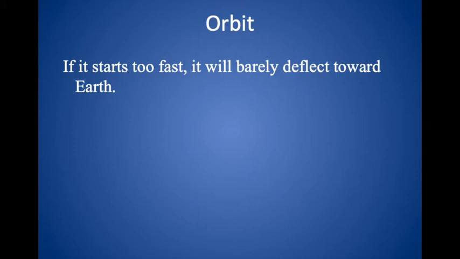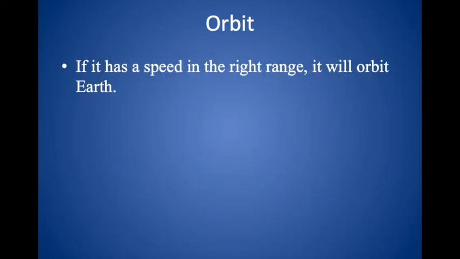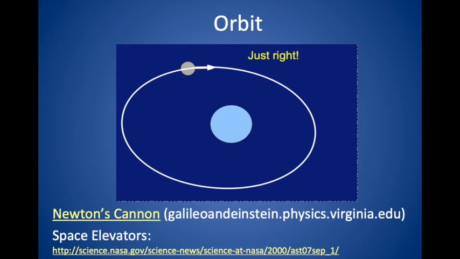On the other hand, if you have a meteor or something that's going very fast, it'll be accelerated towards the Earth, but only for a short time, and so it may just slightly deflect the path of the object. Okay, but if you get an object going more or less the right speed, then you can actually get into orbit.